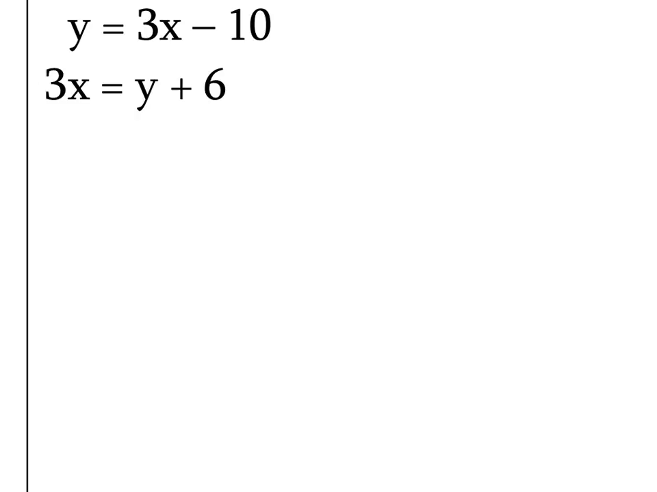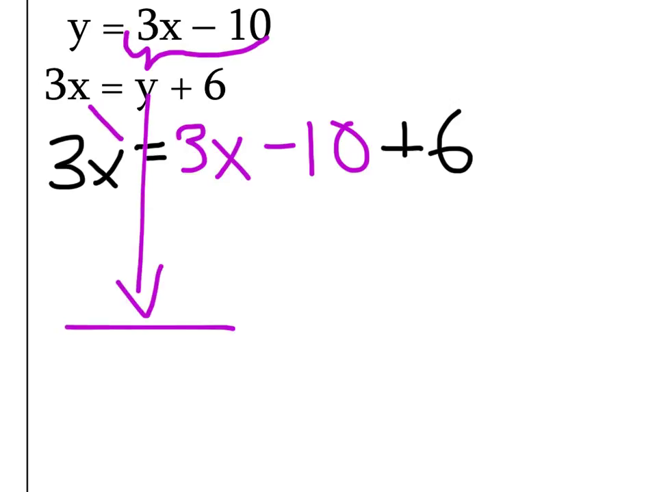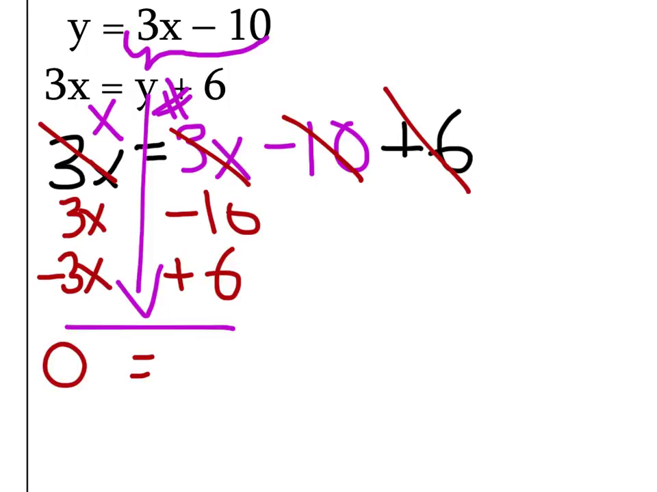We'll find out. All right, so I'm going to rewrite this bottom equation: 3x equals 3x minus 10 plus 6. Well, switch and stay game. X is on the left, numbers on the right. 3x stays, 3x switches, negative 10 stays, 6 stays. Gives me 0x equals negative 4. What can I multiply by 0 to get negative 4? Zero. Negative 4. No solution.